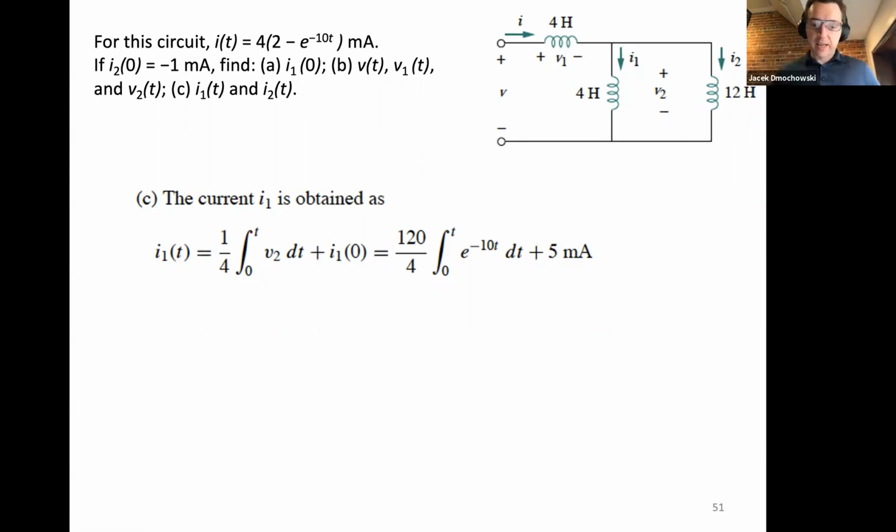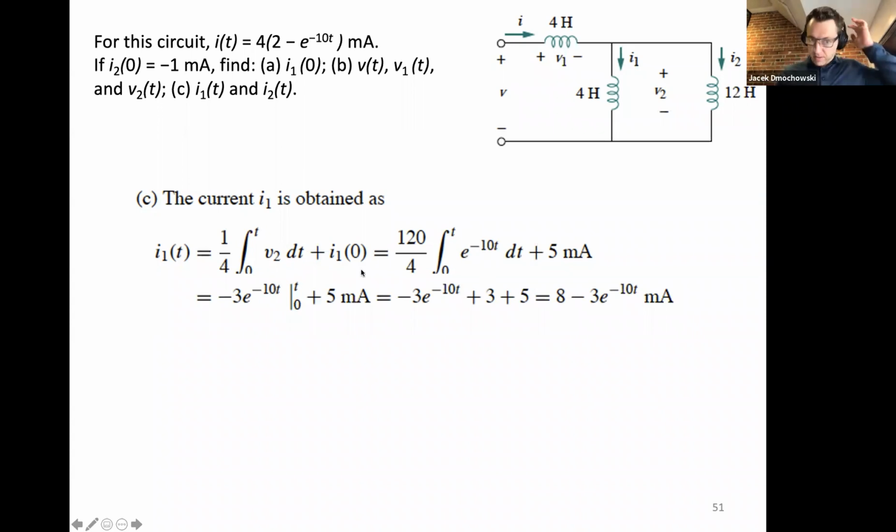And so fortunately, integrating an exponential is easy, right? It's just the exponential divided by the negative 10t. And so we have 30 divided by negative 10 gives you negative 3. Evaluate that at time t and 0. And this gives you, it's interesting, an answer that is a combination of a constant of 8 minus 3 times e to the minus 10t.